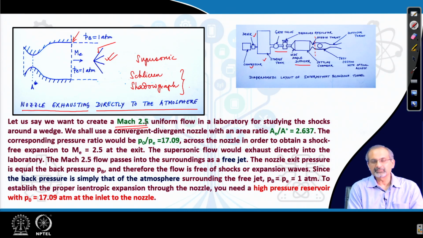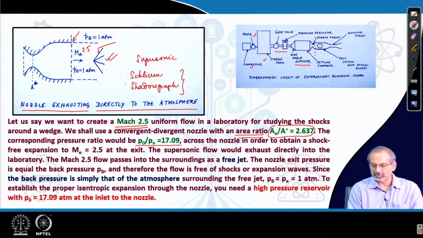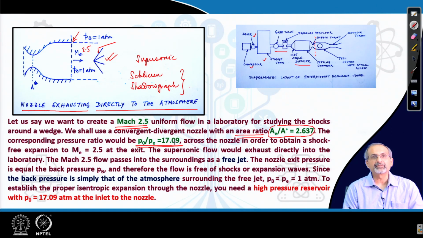Let us set a target of getting a Mach 2.5 flow over here. So, we will find that for this we would need an area ratio first of all, A_E by A star, of a value of 2.637. From the area ratio equation you should be able to get this, and the corresponding pressure ratio to get this supersonic flow exhausting into an ambient pressure of 1 bar or 1 atmosphere is going to be 17.09.